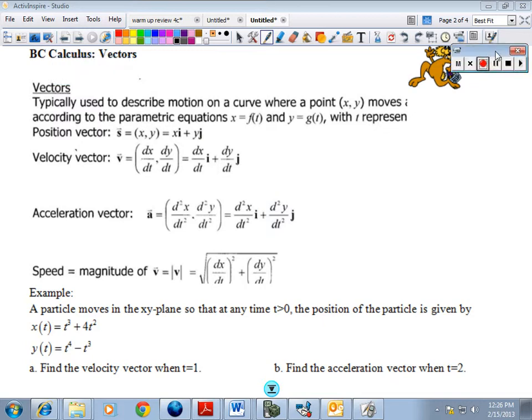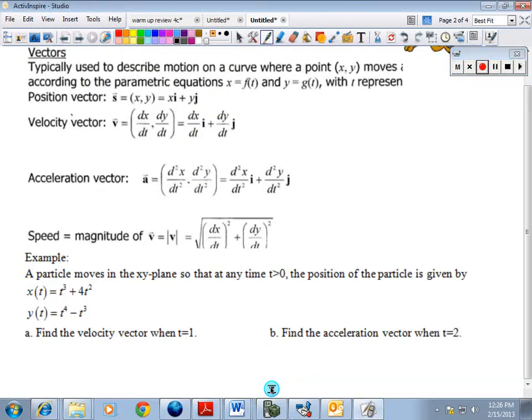Alright, time for another BC Calculus lesson. Today we're going to be talking about vectors, and you'll find that vectors are very closely related to parametrics.